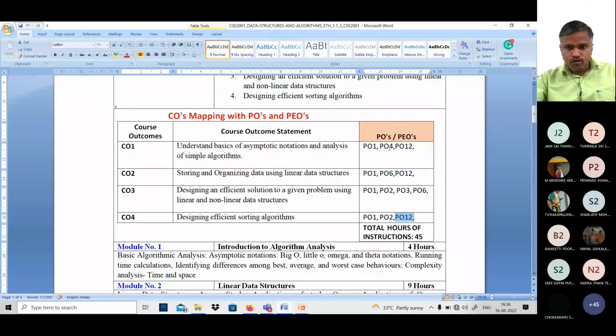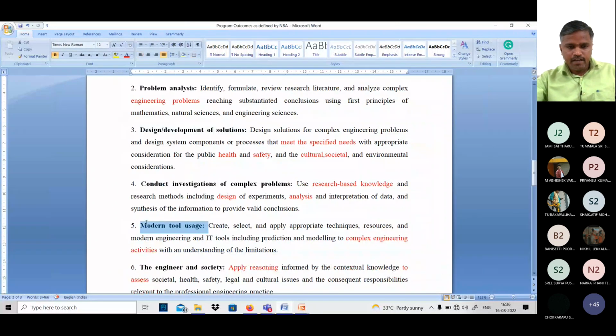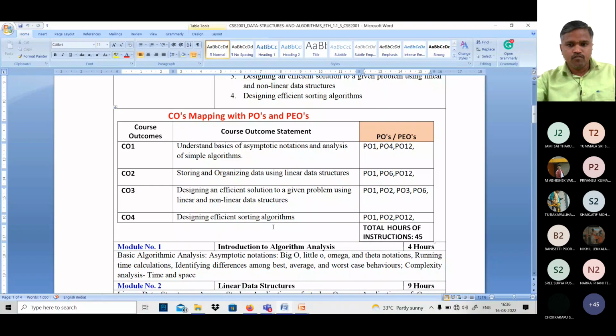You see PO1, PO2, PO3, PO4, PO5 is not there. Look here, PO5 is modern tool usage. In data structures there are no modern tools. That's why the PO is not mapping here. This modern tool may be mapped with a different course.